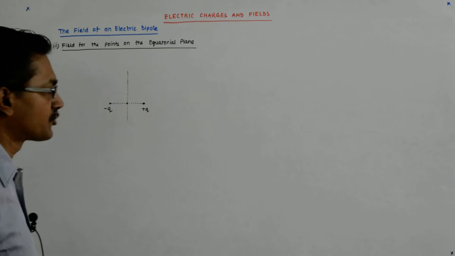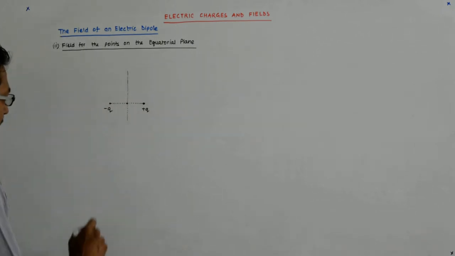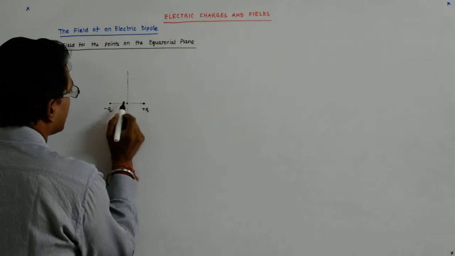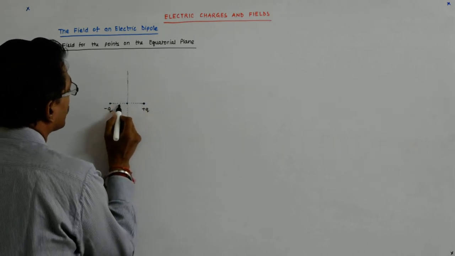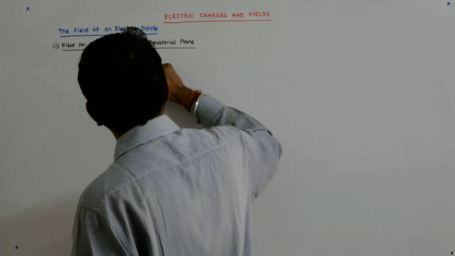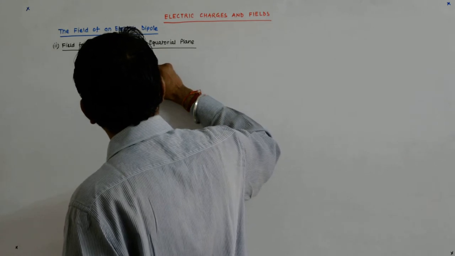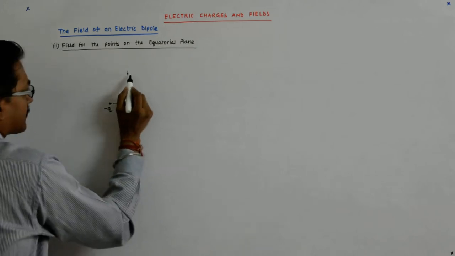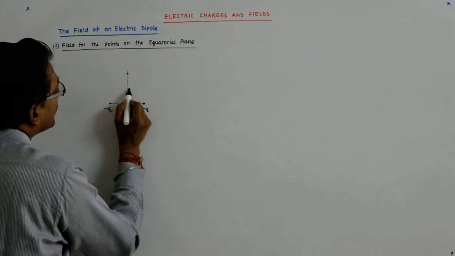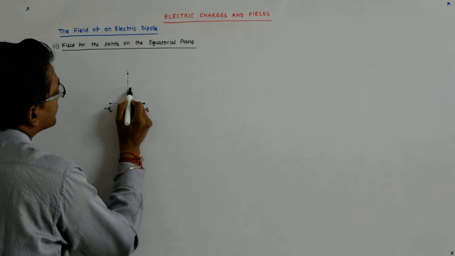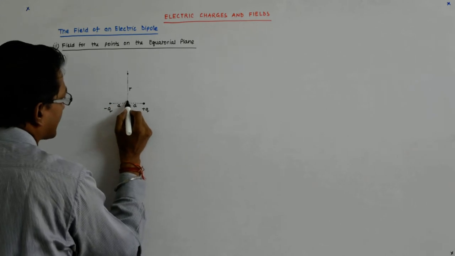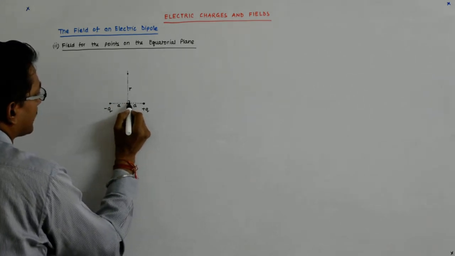This is the line that joins these two charges of the dipole, and the distance is 2a, and this is the center, because we take distances from the center. So this is A and this is A. Now let us say this is the point where we want to find out the electric field. This point, as we said, the distances are taken from the center. So this point is at a distance r. And obviously, since this is the perpendicular bisector, this angle is 90 degrees.